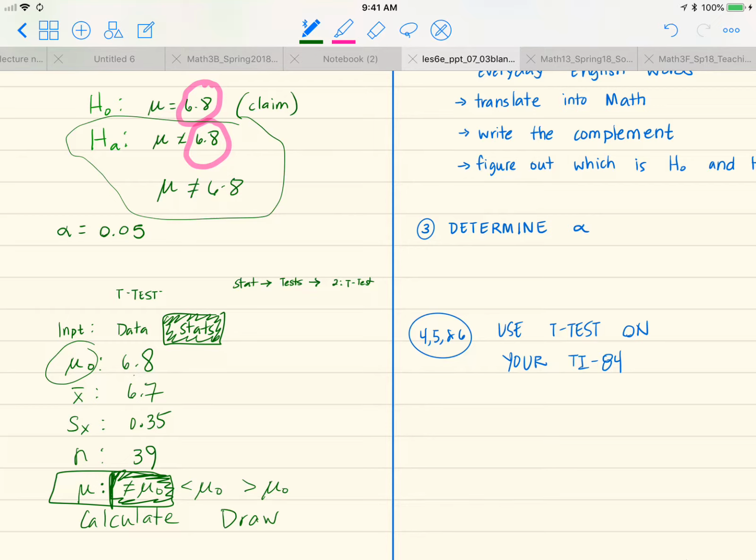Okay, so we're continuing with where we left off. Mu naught is 6.8. X bar is 6.7. SX is 0.35. N is 39. And we're going to select mu is not equal to mu naught, and then select calculate and hit enter.